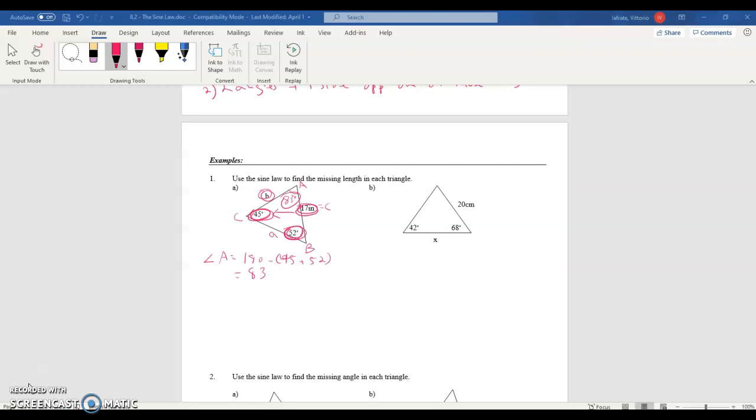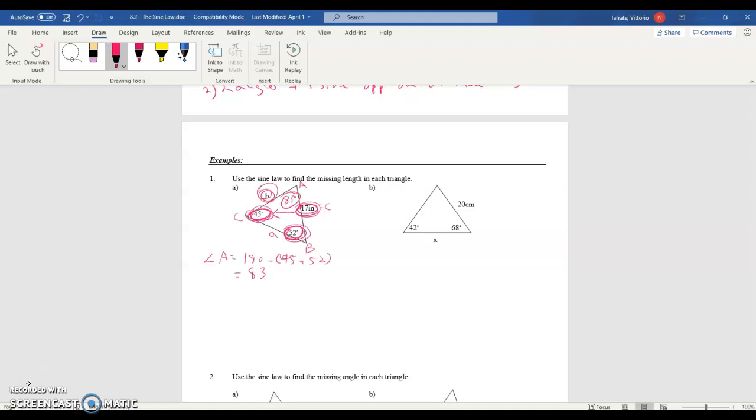But in reality, all we needed was to label our triangle and to see that we had two angles, and one side opposite to one of those angles. And that allows us to use our sine law. We can use our sine law to find the missing side over here.